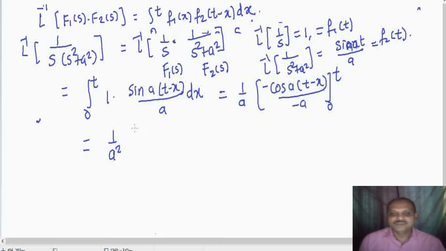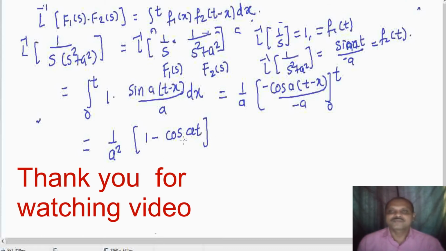And let us put in the values. When we put x equal to t here, t minus t gives 0, and therefore the very first term is 0, and minus cos of A into t minus x, at x equal to 0, gives cos of AT. And this is the answer of this problem.